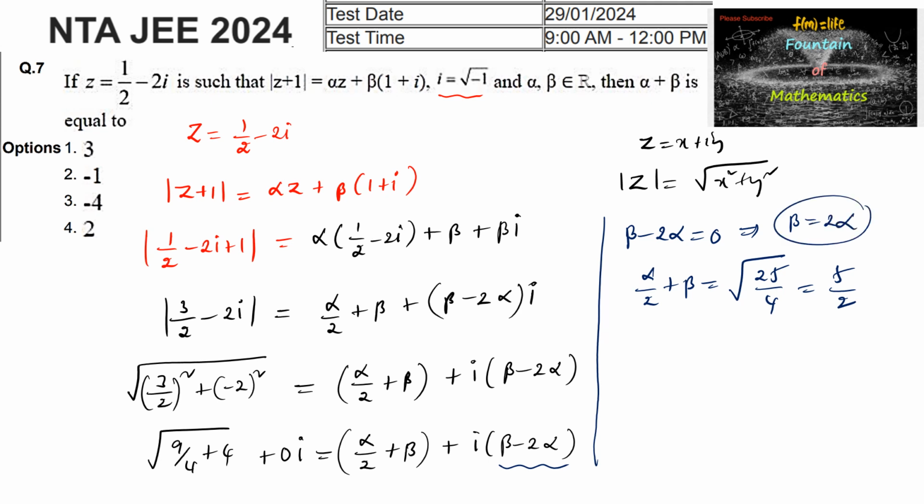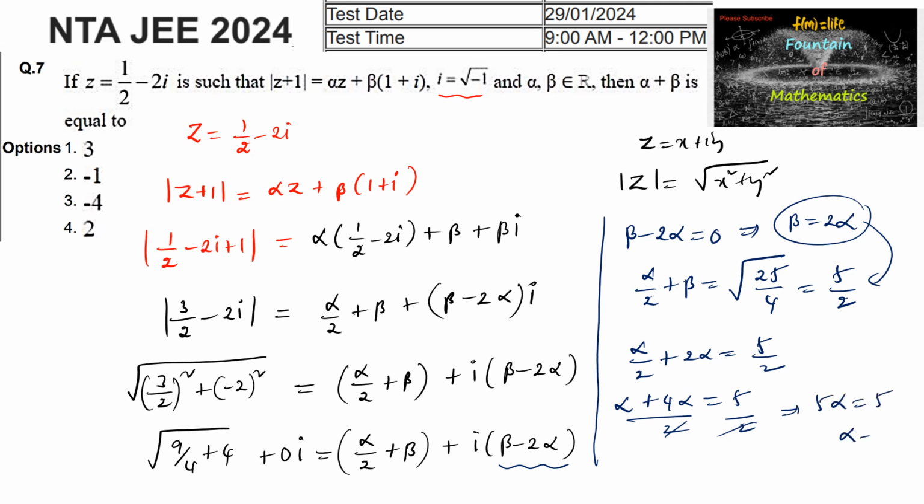So let us substitute beta is equal to 2 alpha here. Alpha upon 2 plus 2 alpha is equal to 5 by 2, or we can write alpha plus 4 alpha is equal to 5 upon 2. So 5 alpha is equal to 5, so alpha is equal to 1. When alpha is equal to 1, substituting back, beta is equal to 2 times alpha, that is 2. So alpha is equal to 1 and beta is equal to 2. So the sum alpha plus beta is 1 plus 2, which is equal to 3. So option 1.